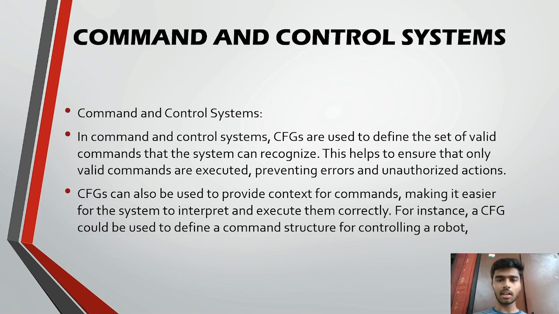Moving on to command and control system. In command and control system, CFGs are used to define the valid set of commands that the system can recognize. This helps to ensure that only valid commands are executed, preventing errors and unauthorized action. CFGs can also be used to provide context for commands, making it easier for the system to interpret and execute them correctly. For example, a CFG could be used to define a command structure for controlling a robot.